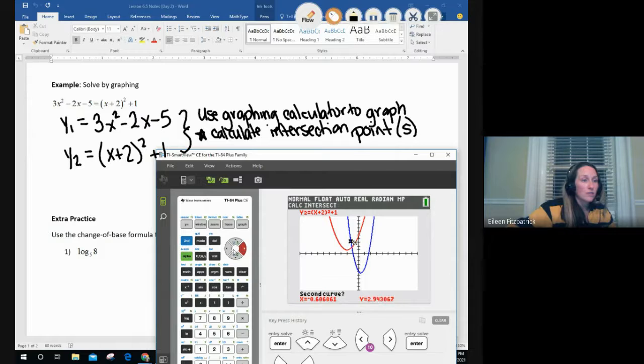Again, just stay close. It doesn't really matter where you are, but as long as you're close to the intersection and you're on that second curve, that second parabola, push enter. And then it's going to say guess, and you push enter a third time. It's going to land right on the intersection point.